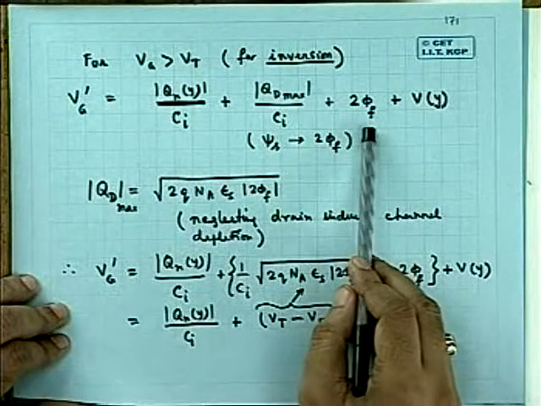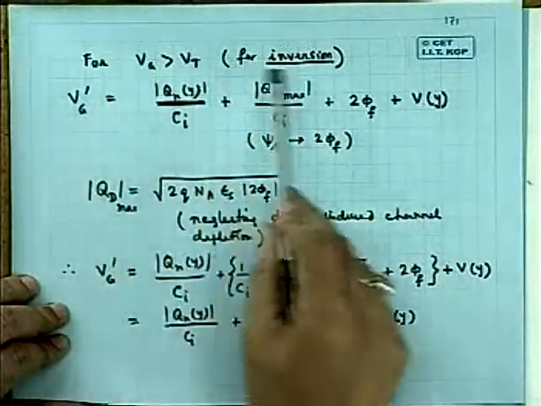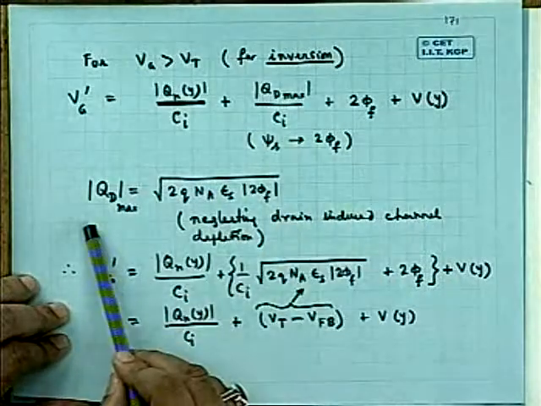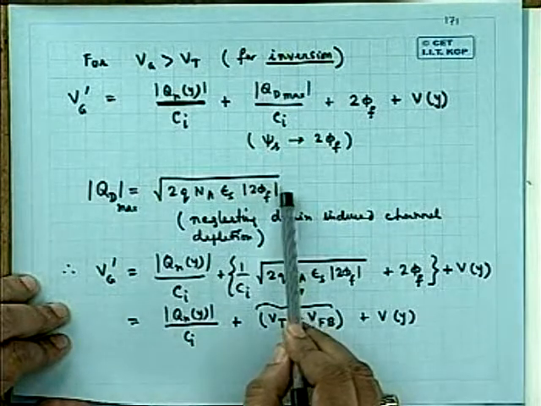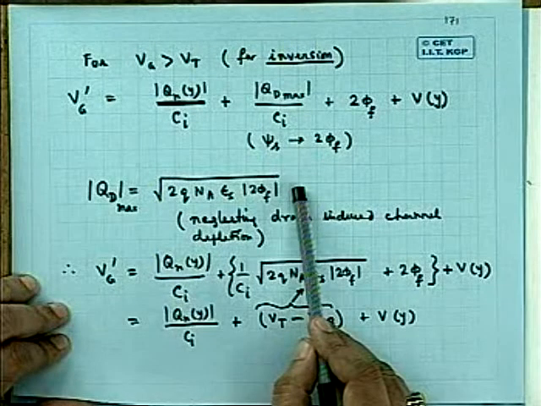This was some approximation. You remember, psi s does not exactly saturate, but becomes almost nearly constant at twice phi f above Vt. When Vg is more than Vt, psi s becomes almost saturated at twice phi f. So that was the expression. From there we got the expression for Qd max. While writing the Qd max in the last class, you remember, within the square root sign, I neglected that Vy. In fact, Vy should have come here.